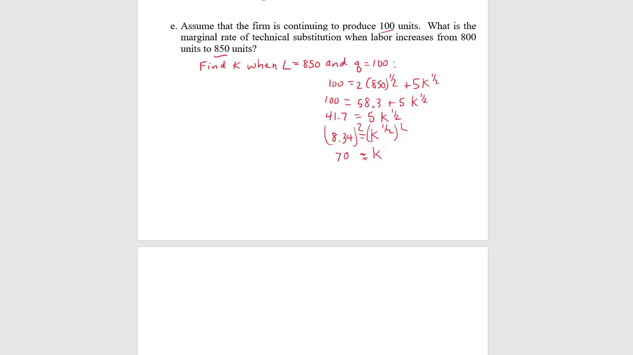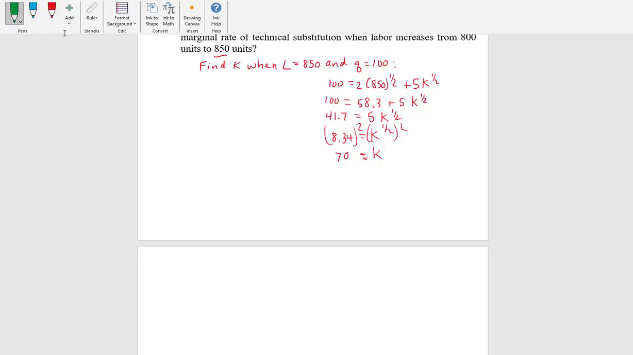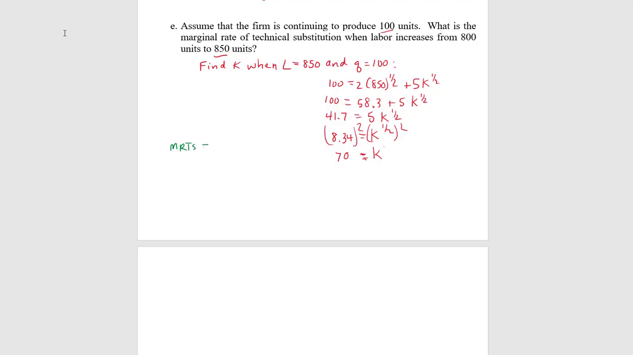Now I need to calculate the marginal rate of technical substitution. So the marginal rate of technical substitution is negative of the capital we ended up at, which was 70, and we started out at 75. We ended up at 850 units of labor. We started out at 800. So we get minus 5 on the top, which is 5 over 50, or 1 over 10. So we're giving up 5 units of capital to get those 50 units of labor, or 1/10 unit of capital for each unit of labor.